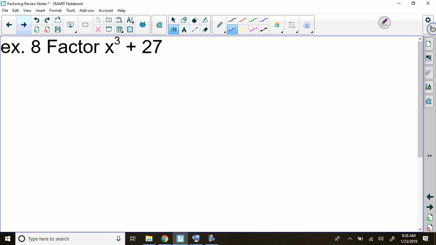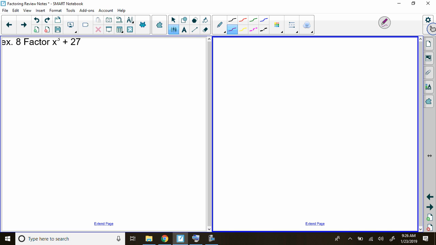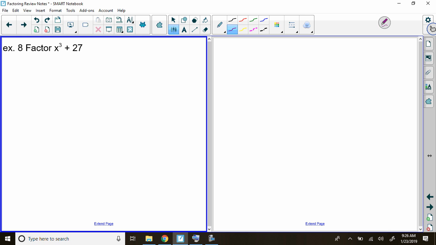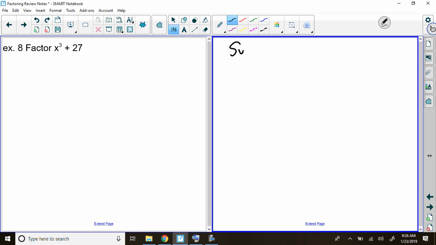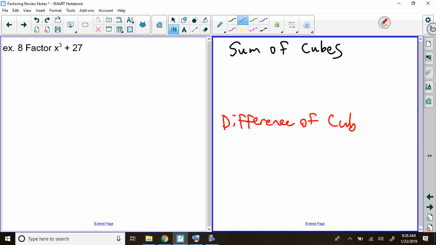Example 8. So this example 8 and 9 get into something that's new, something that we haven't looked at yet, something called a sum and a difference of cubes. Sum of cubes and a difference of cubes. These follow a particular pattern.